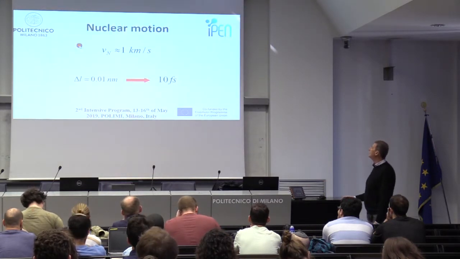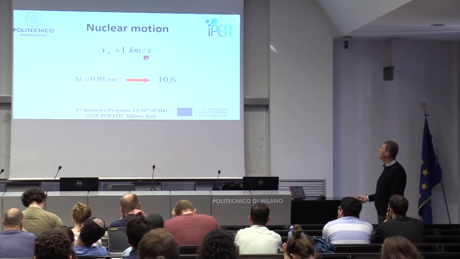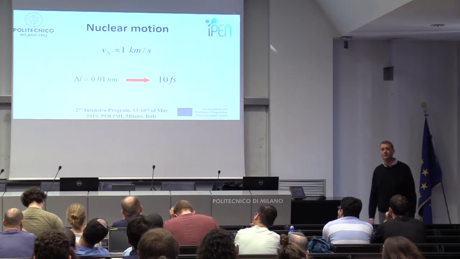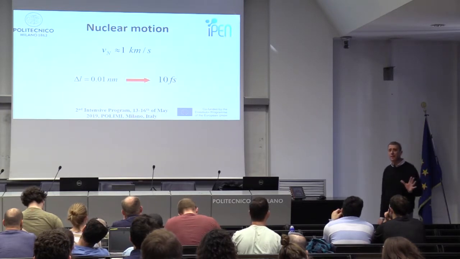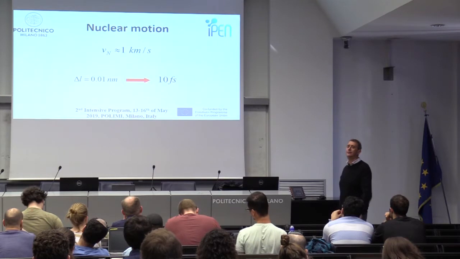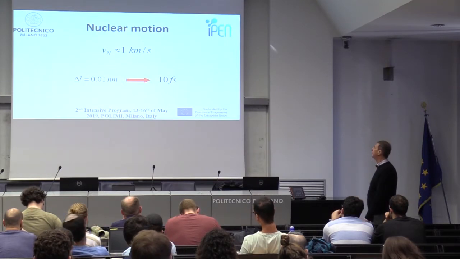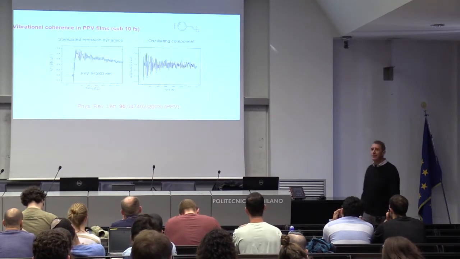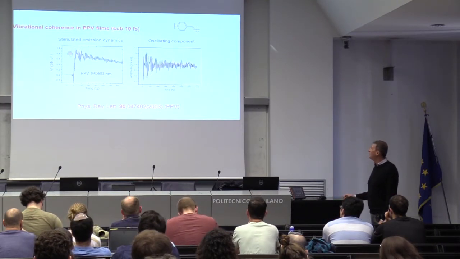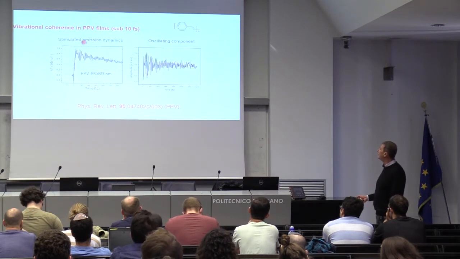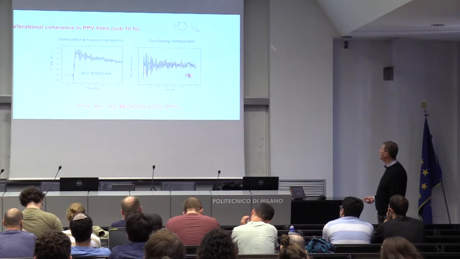Now, how do they move? The nuclei move at about 1 kilometer per second on distances which are in the order of a hundredth of a nanometer. So that means that if you have a 10 femtosecond pulse, you are pretty much there with the correct time resolution to see the motion of the nuclei. And when you do a pump-probe experiment with such short pulses, that's what happens. You see this fancy, strange oscillation in the spectrum. Here I was taking away the steady state and keeping the oscillation.